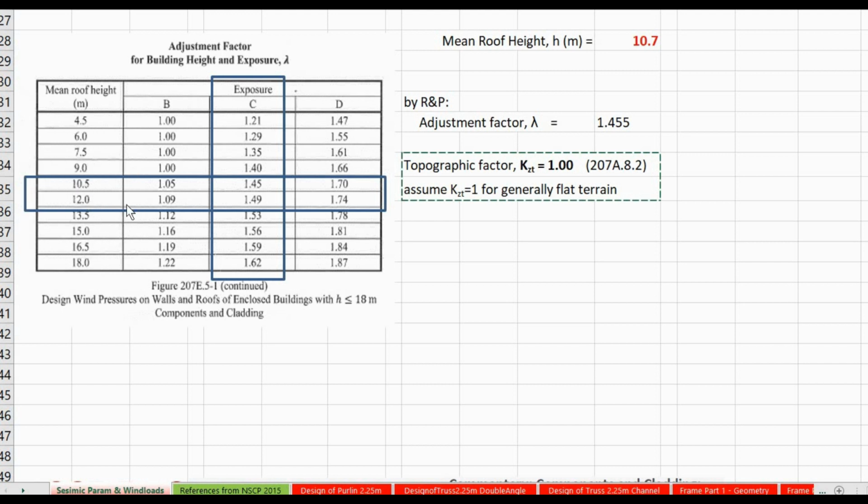And then, our exposure category is C. So, we will be using this column. So, pagtapatin pa natin si 10.5 and 12 dito sa C. So, mag-interpolate po tayo. So, from 1.45 to 1.49 and using 10.7 as your x-axis, and then ito 1.45, yan po yung sa y-axis. Lumalabas na ang ating factor is 1.45. So that is by interpolation.